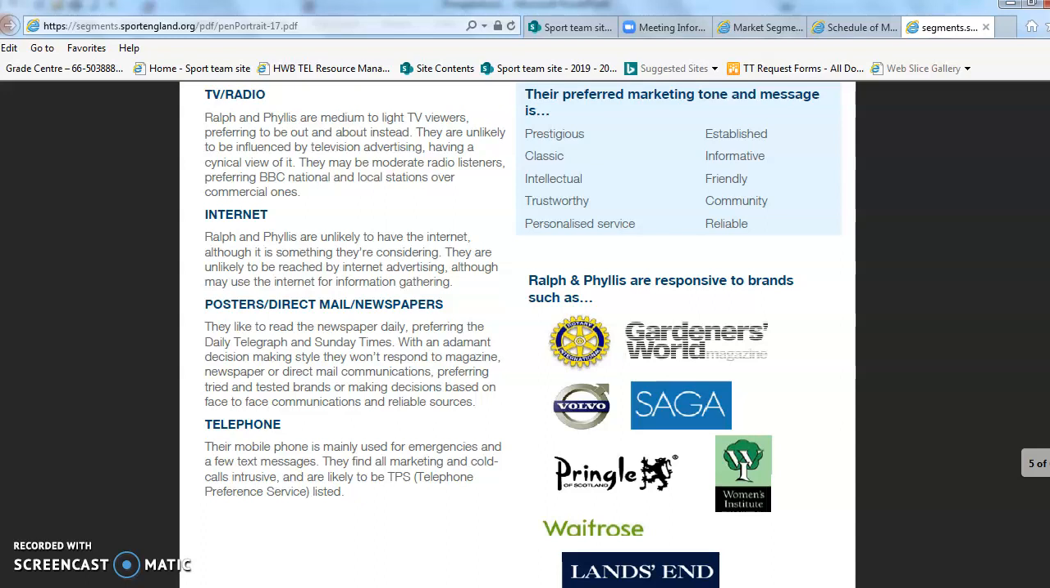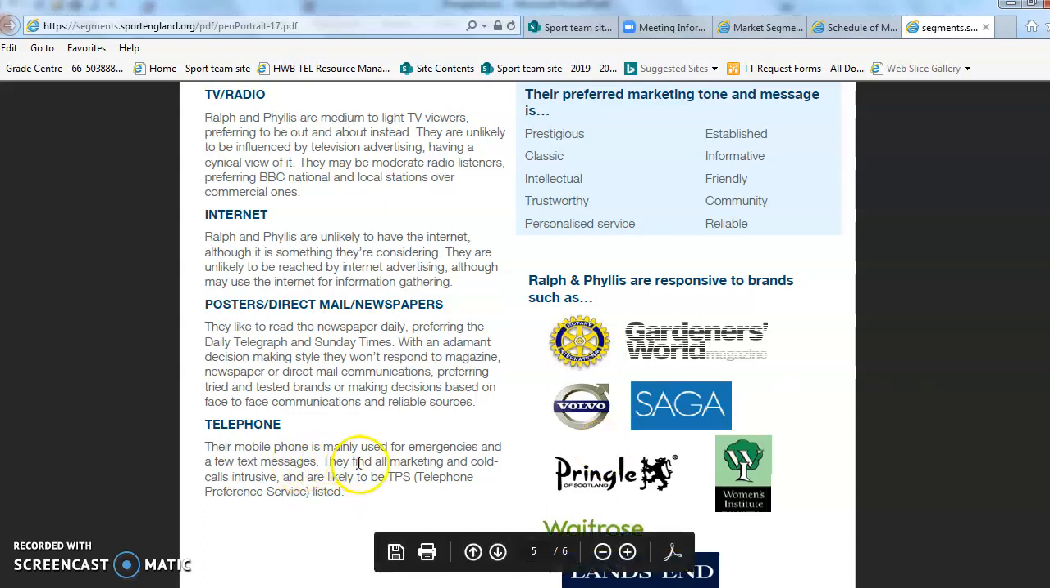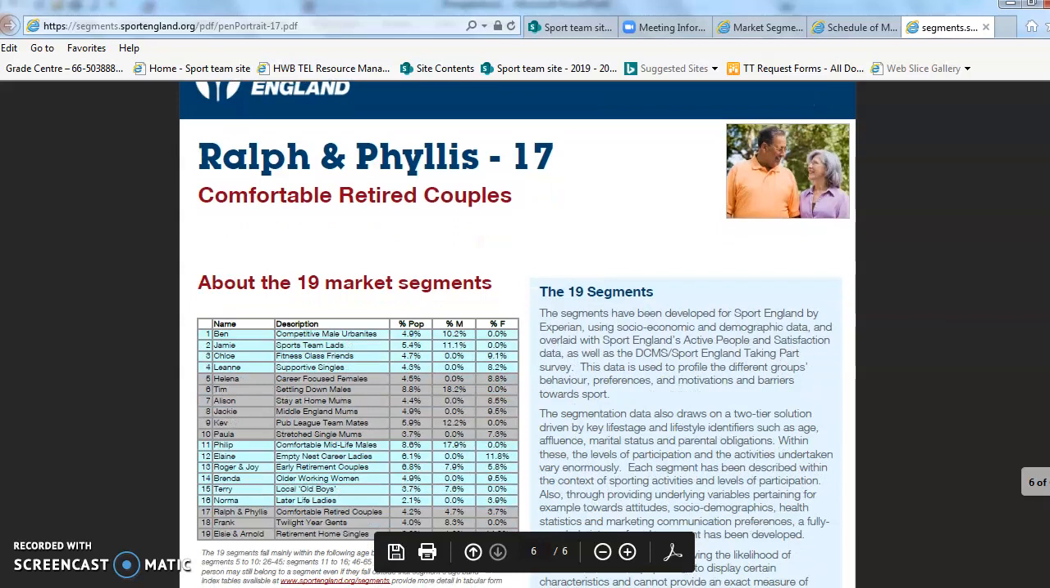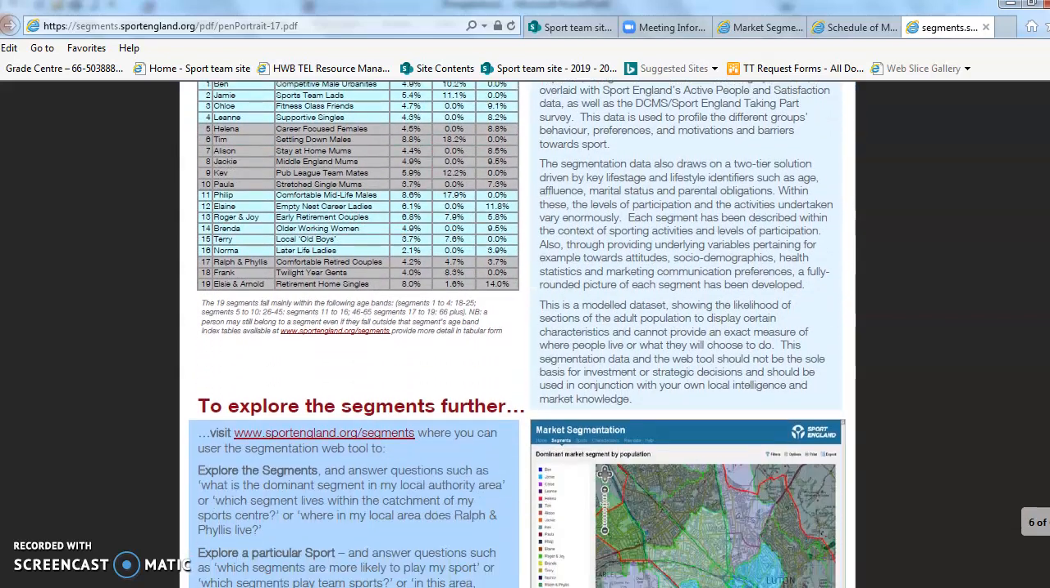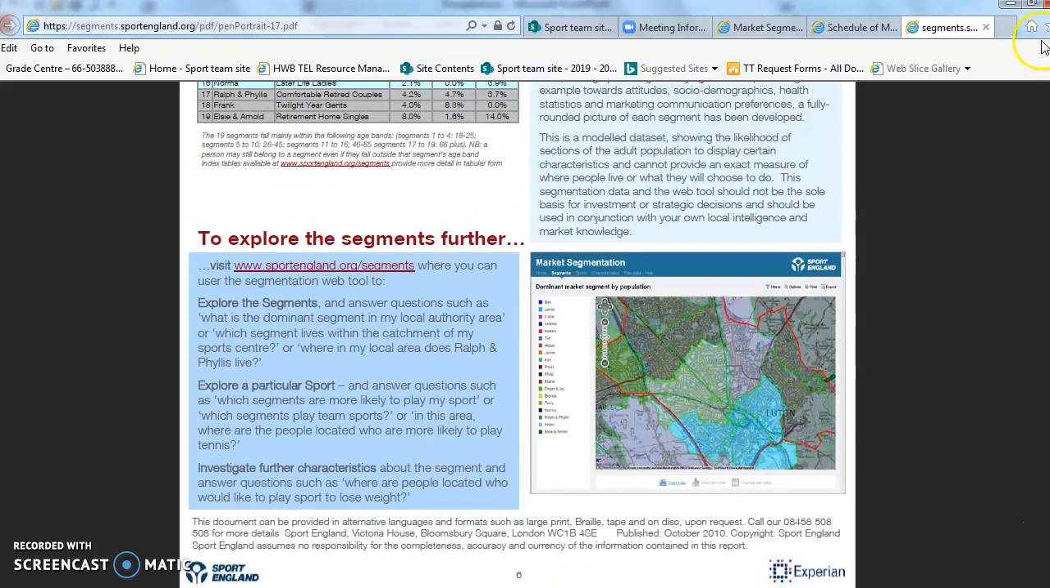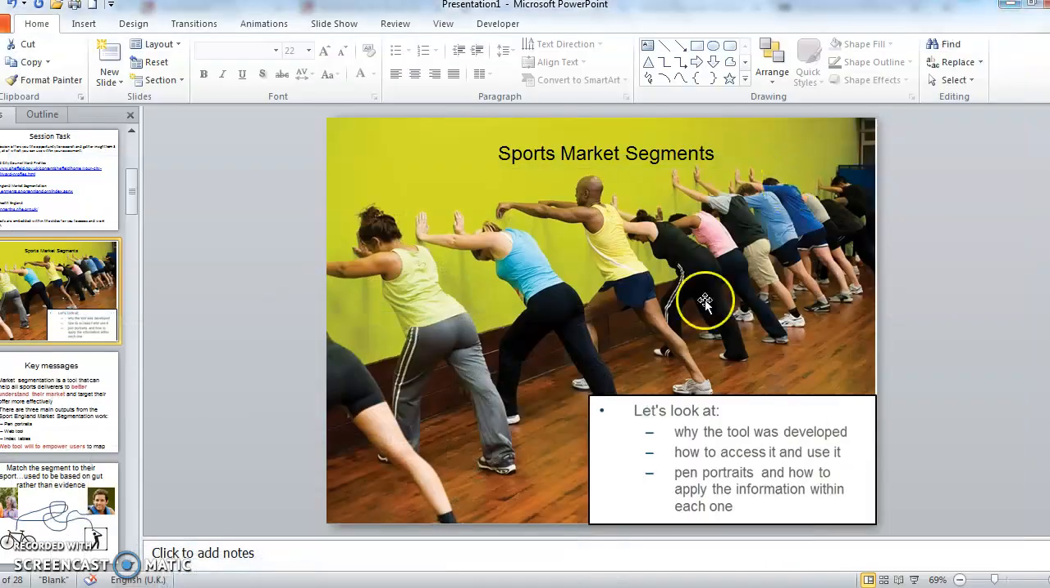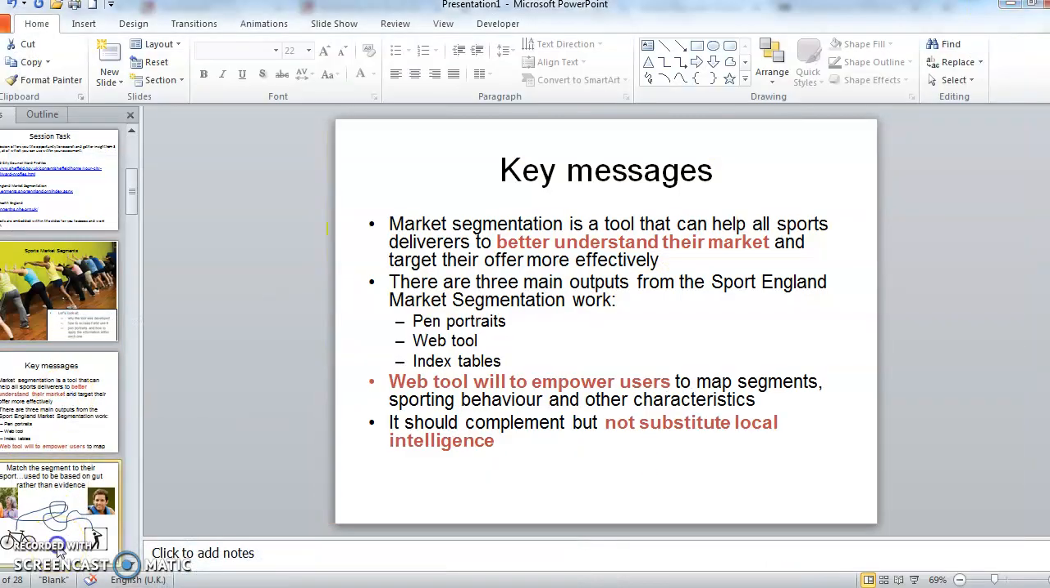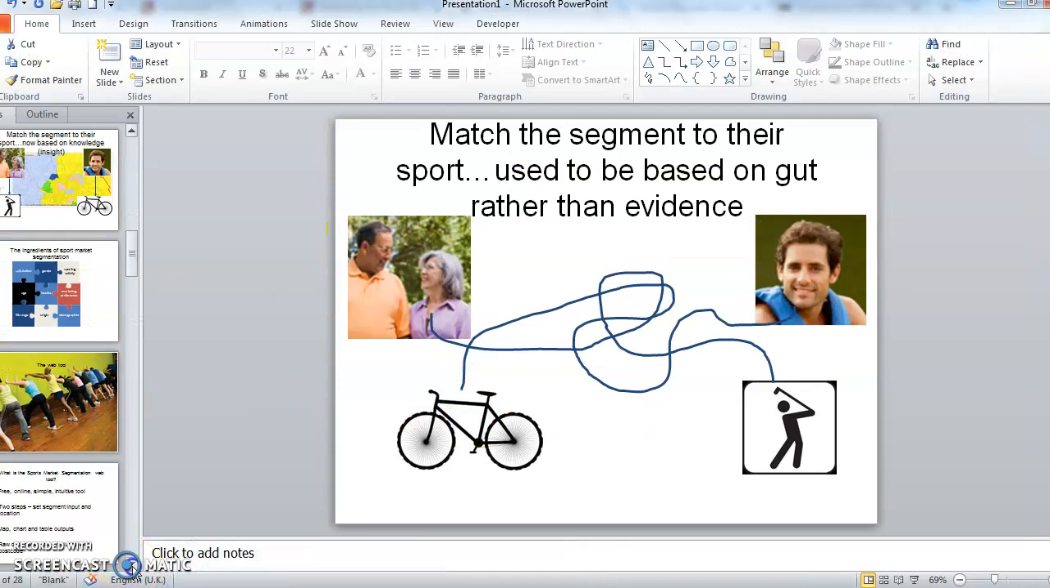Okay. Just something here about telephone. Their mobile phone is mainly used for emergencies and a few text messages. They are not the same as you guys as a generation in terms of constantly being on mobile phones. All right. So that's just taking you briefly through the market, the slides.